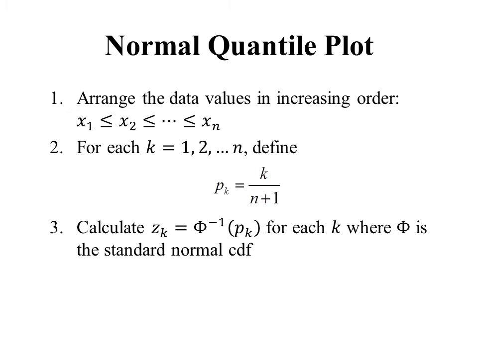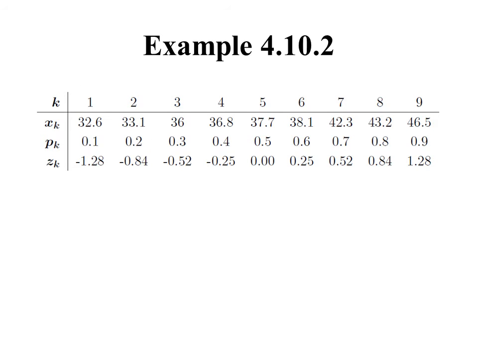And then the third step is we calculate z sub k, which is defined to be phi inverse of p sub k, where phi is the standard normal CDF. And so let's illustrate how this is done with our data. So here's our data values that we've arranged from smallest to largest.